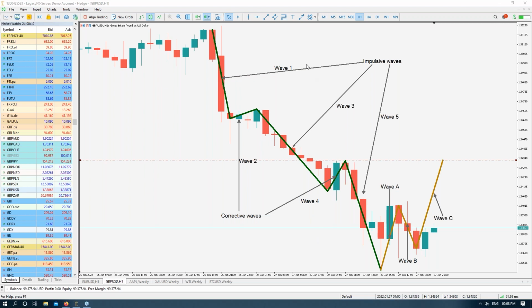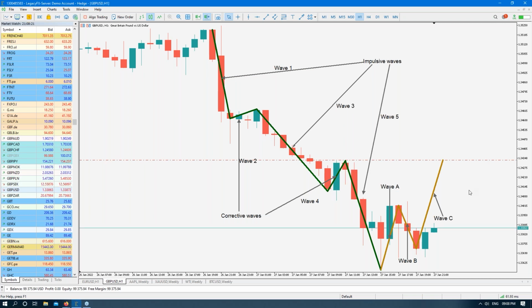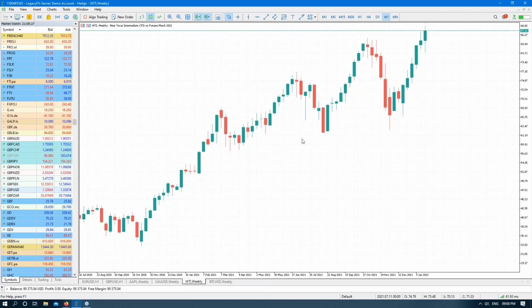The zigzag indicator doesn't show the wave. Elliott wave really is a principle on its own. It's definitely going to take you practice to do this. I mean, I can randomly grab a chart and start plotting it, but even then, let's take a look here.